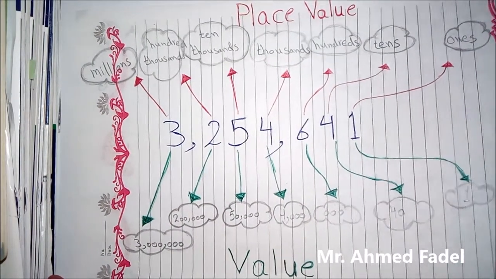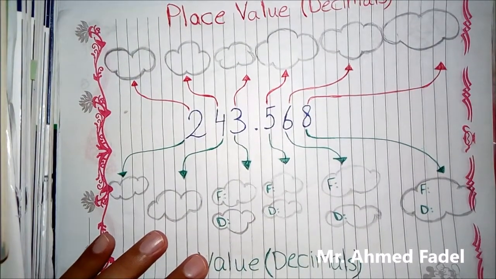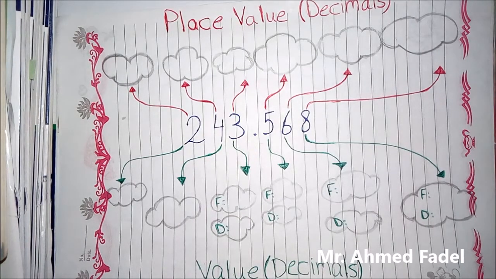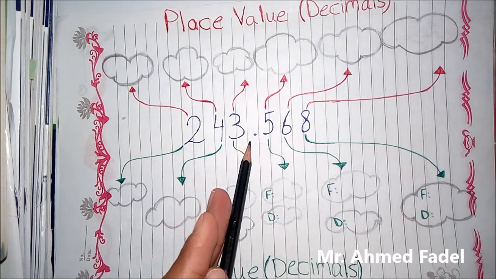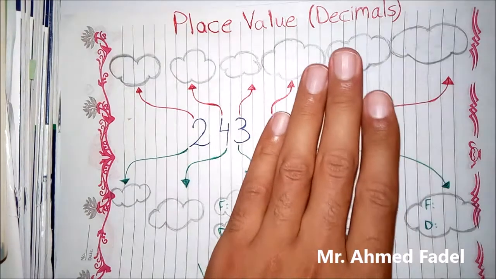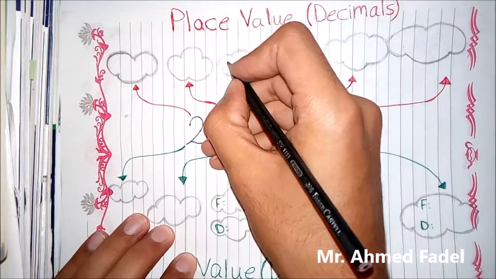Now we're going to leave this and go to the place value of decimals. The place value and value of decimals. And it's a little bit different here. Why? Because as you see, here we have a decimal point, which just separates the left side from the right side. The left side, the first digit here we have before the decimal point is the ones. So the place value of the 3 here is ones.